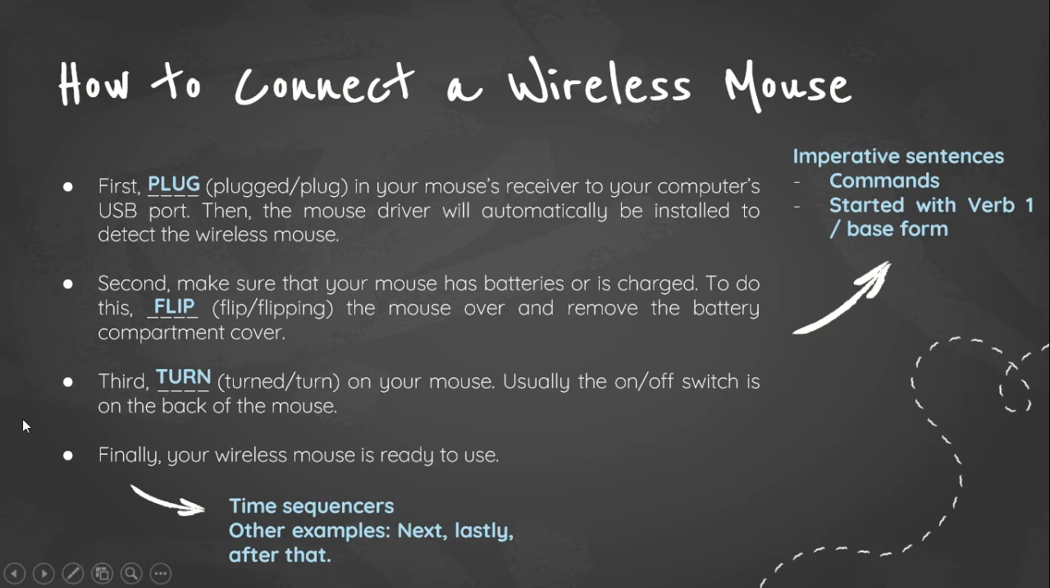Other examples of time sequencers are next, lastly, and after that. Again, time sequencers don't have to always be there in each sentence of a procedural text, but usually they do.